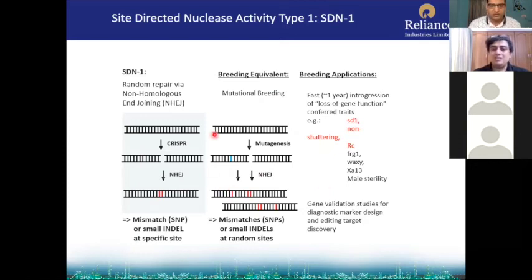First is SDN1, where you send the genome editing tool, you cut, the cell repairs, so you get a mismatch or small indel. The native breeding equivalent, if we see it, is just mutational breeding. In rice, many traits have been developed by mutation breeding, like RC, FRG1, WAXY, XA13, male sterility, etc. Which has been done by mutational breeding, you can do within 1 year by CRISPR. So this is for agriculture.